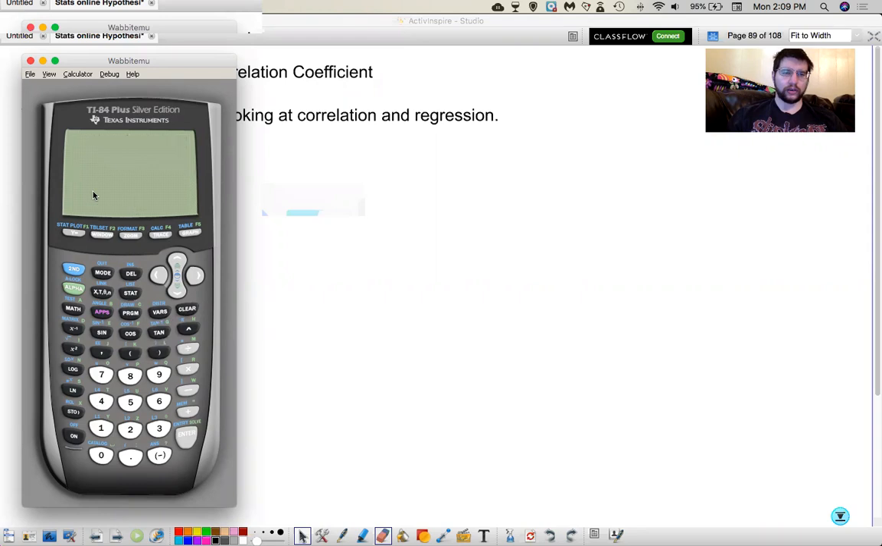To do that, just turn it on, go to your home screen, go to second, then 0, catalog. Then you're going to hit the letter D. It's the X inverse button right here. We find diagnostic on. Right there. Hit enter. Make sure you're highlighting diagnostic on. And then once it's displayed on screen like that, hit enter again. It says done. If you don't do that, your TIs won't calculate the R value, the correlation coefficient for you. So go ahead and do that first before we begin.